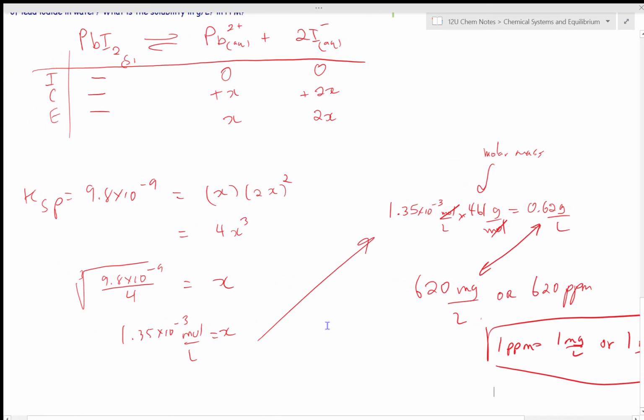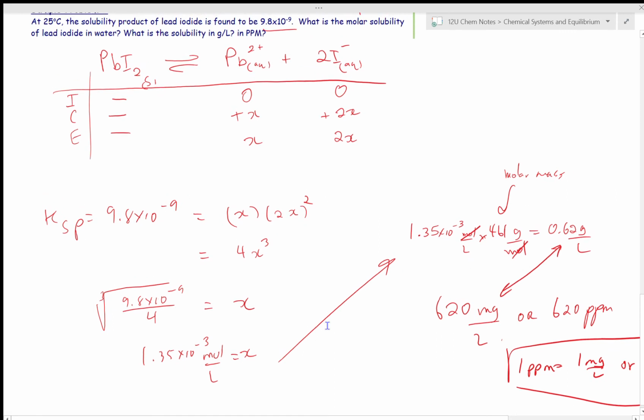So those are how you calculate KSP problems. So you'll get one of each of those types likely on a test. So yeah, that's pretty much it.